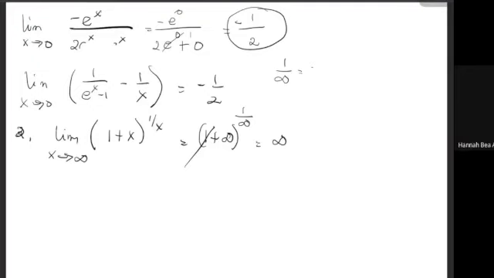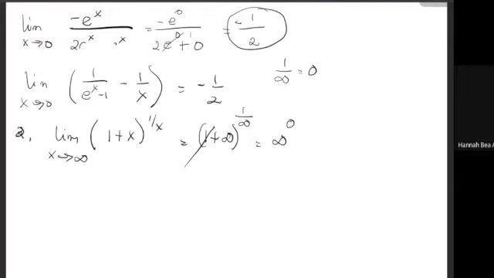Undefined po. And 0 po. 0. Yes. Very good. Okay. Nakakasabay kayo. So we have infinity raised to 0. This is one form of an indeterminate.